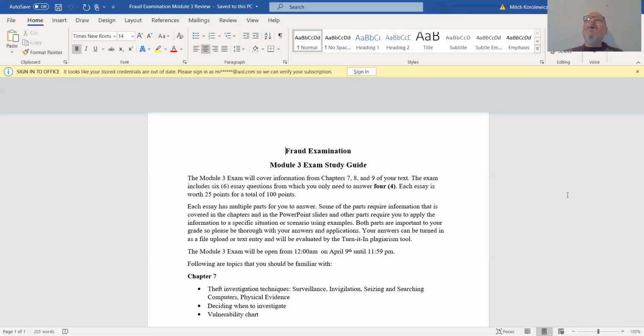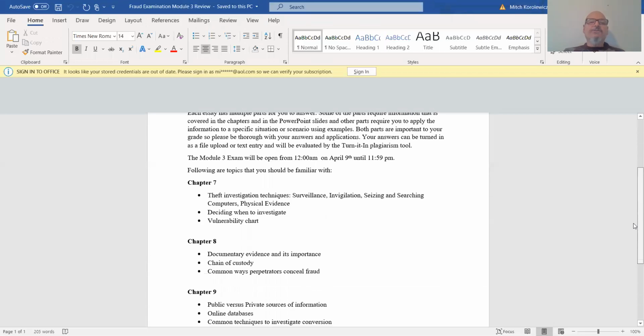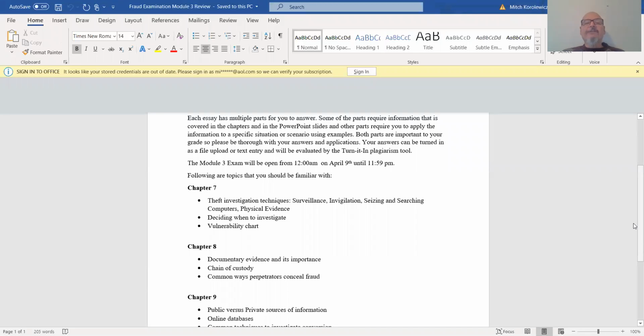So these are the things I want you to concentrate on when you're studying information for each of the chapters. Chapter 7, I want you to know those different theft investigation techniques, and we have a bunch of them, right? We've got surveillance, we've got invigilation, we've got seizing and searching computers, we've got physical evidence.